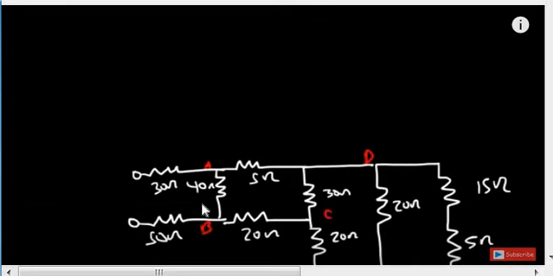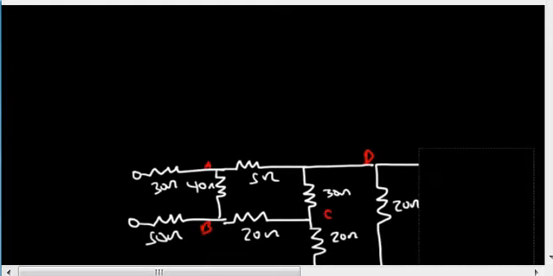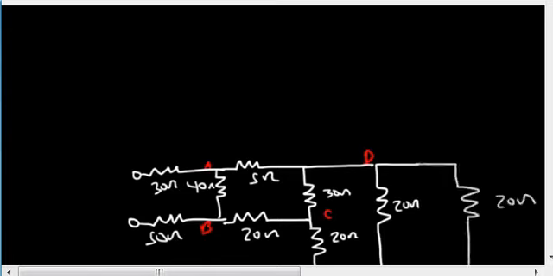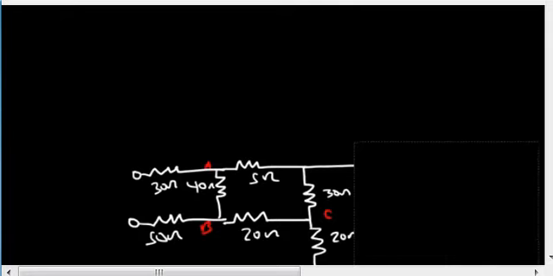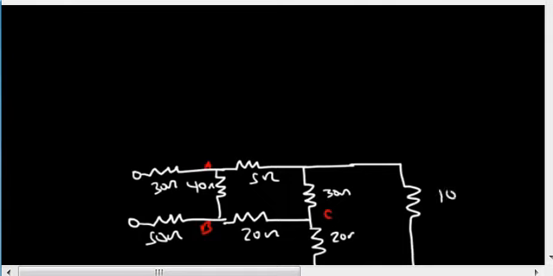Between A and B 40 ohm is connected. Now these two are in series. Therefore 15 plus 5 is 20. So this is 20 ohms. Now this 20 is in parallel with this 20 ohm. Both the resistances have the same value. Therefore the equivalent will be 10 ohms.